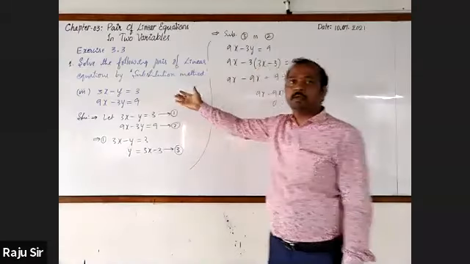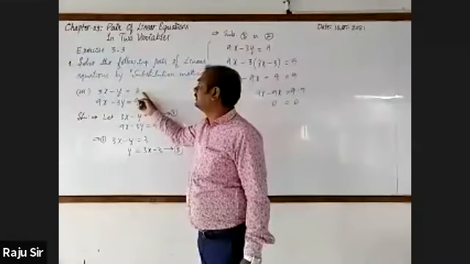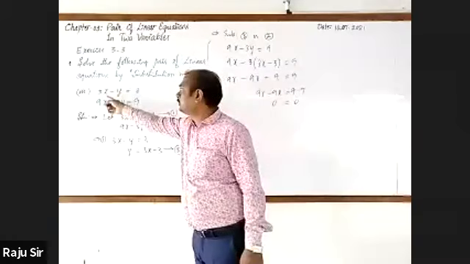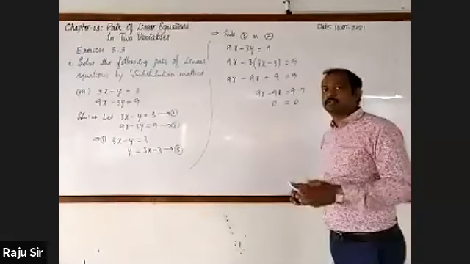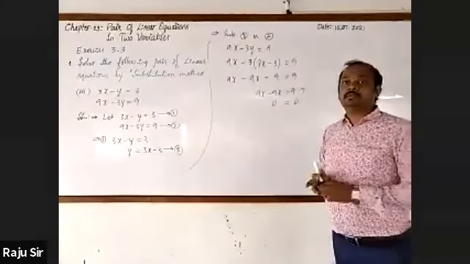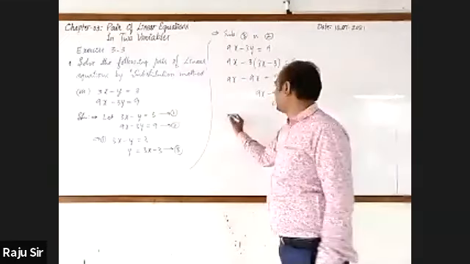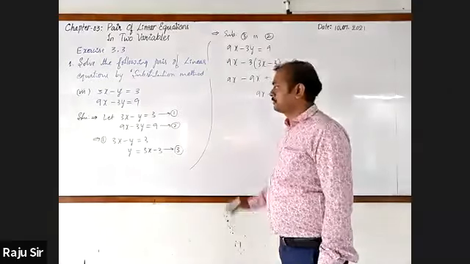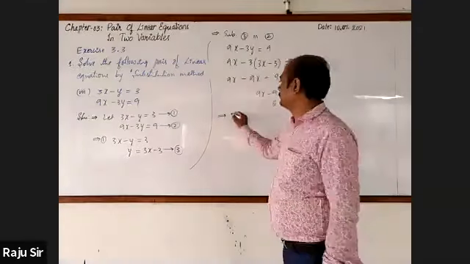If we take 1 for x, then the y value will be zero. If you take 2, it will be 3. The values keep changing like this. You can take any number of solutions.